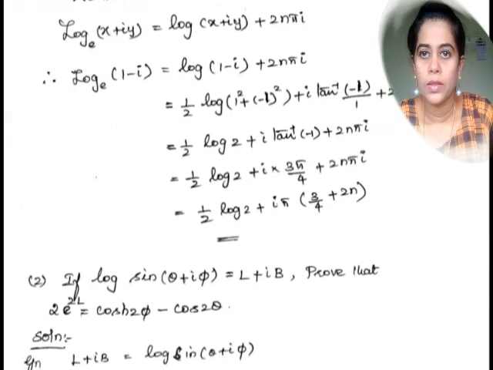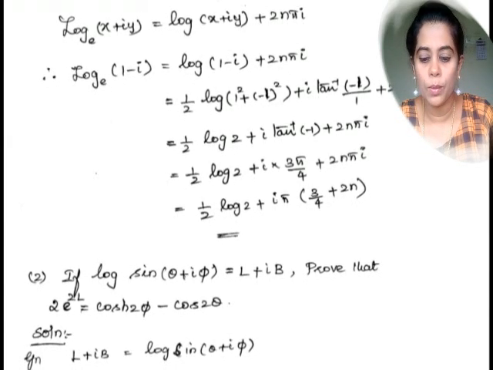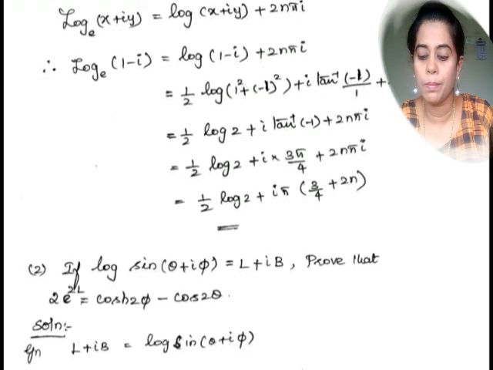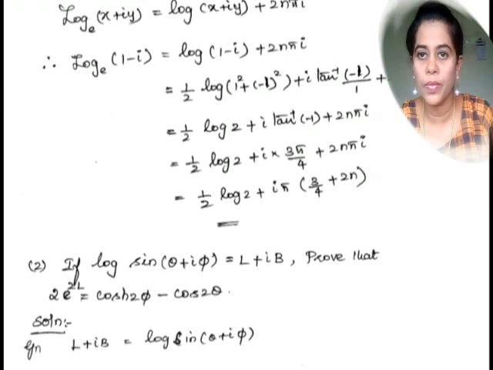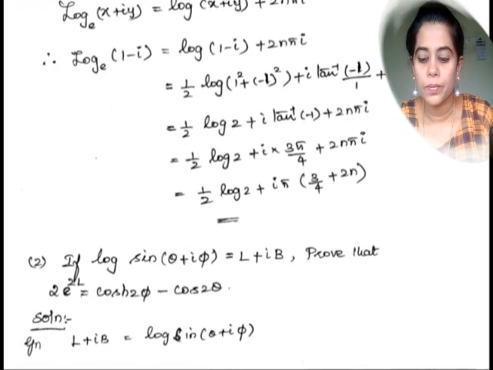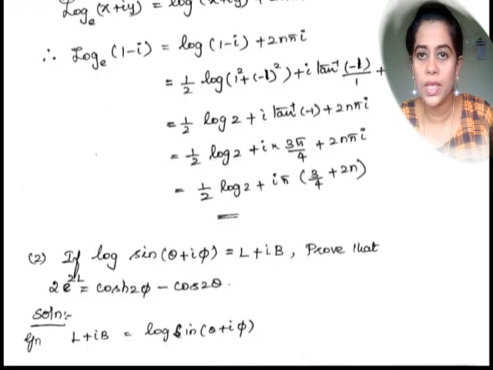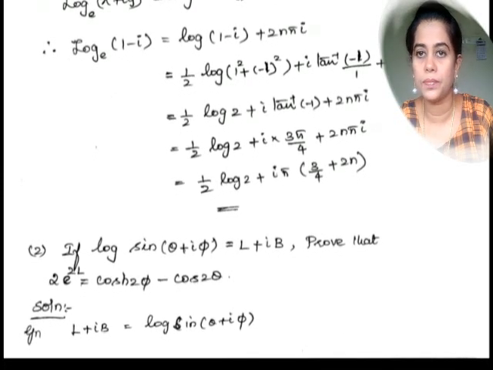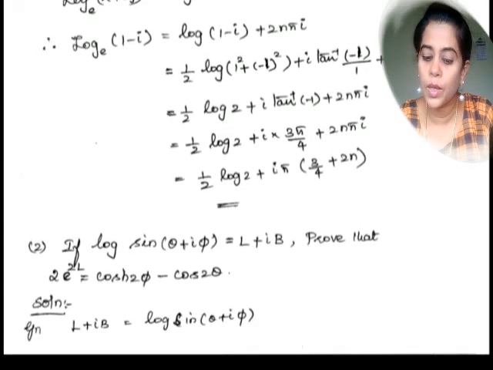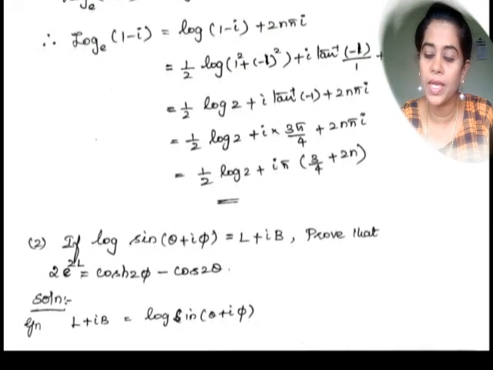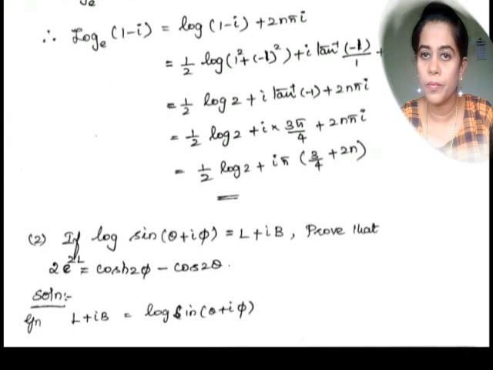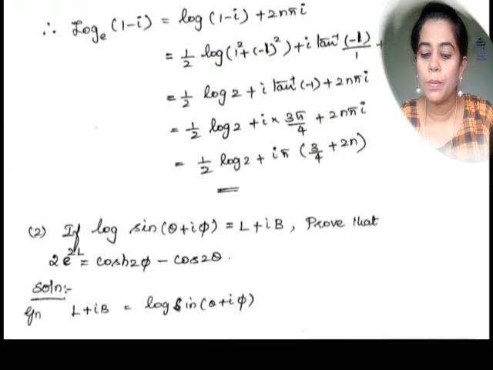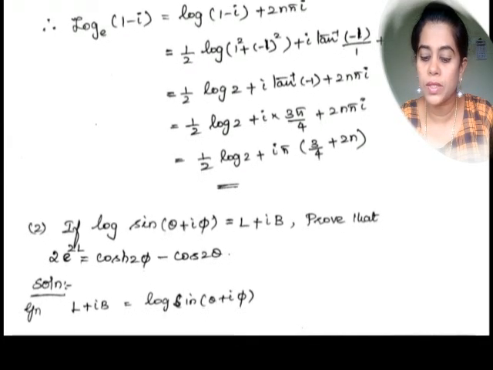Is that clear? So okay, we are going to the next problem. If log of sin theta plus i phi equals L plus iB, which is an important problem, please kindly note it down. Prove that 2 e power 2L is equal to cosh 2 phi minus cos 2 theta. So this is given as log of sin theta plus i phi equal to L plus iB. Now, using this relation, we are going to prove that 2 e power 2L is equal to cosh 2 phi minus cos 2 theta.